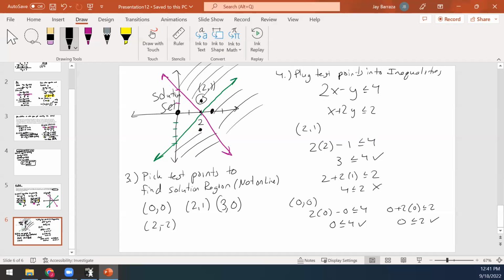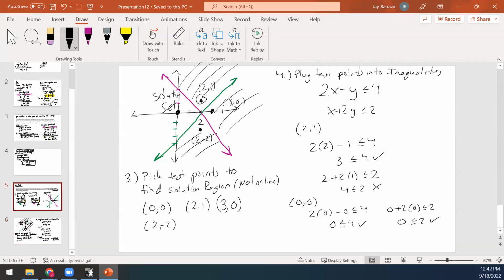So I just pick a point in each region. I pick (0, 0), (2, 1), (3, 0), and then (2, negative 2), right? But I could have done (negative 1, 0), or (negative 50, 0). Whatever helps you get the correct point. I just pick smaller numbers because it makes the algebra a little bit simpler. That's all. Any other questions?